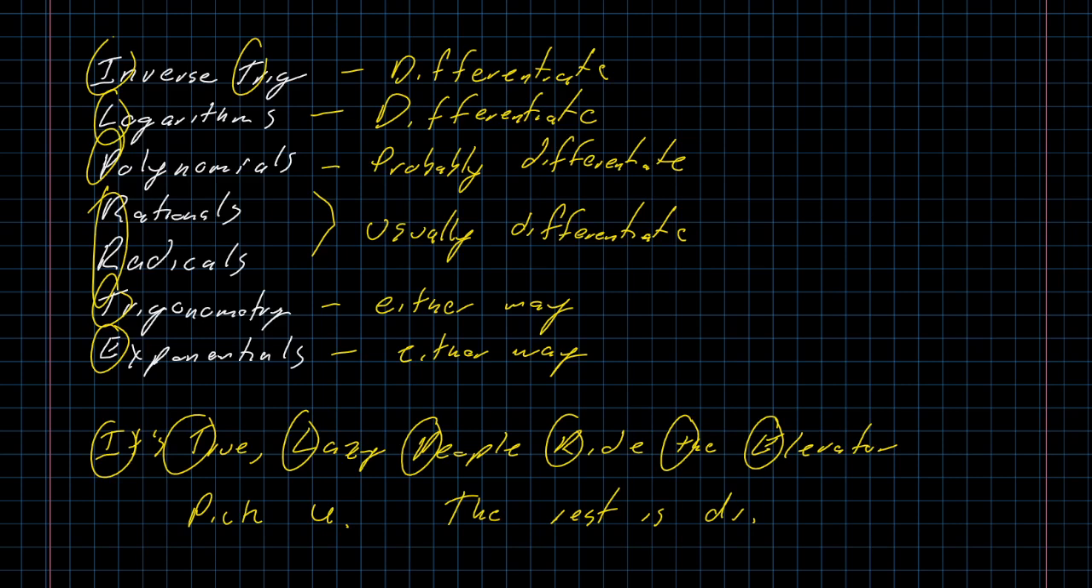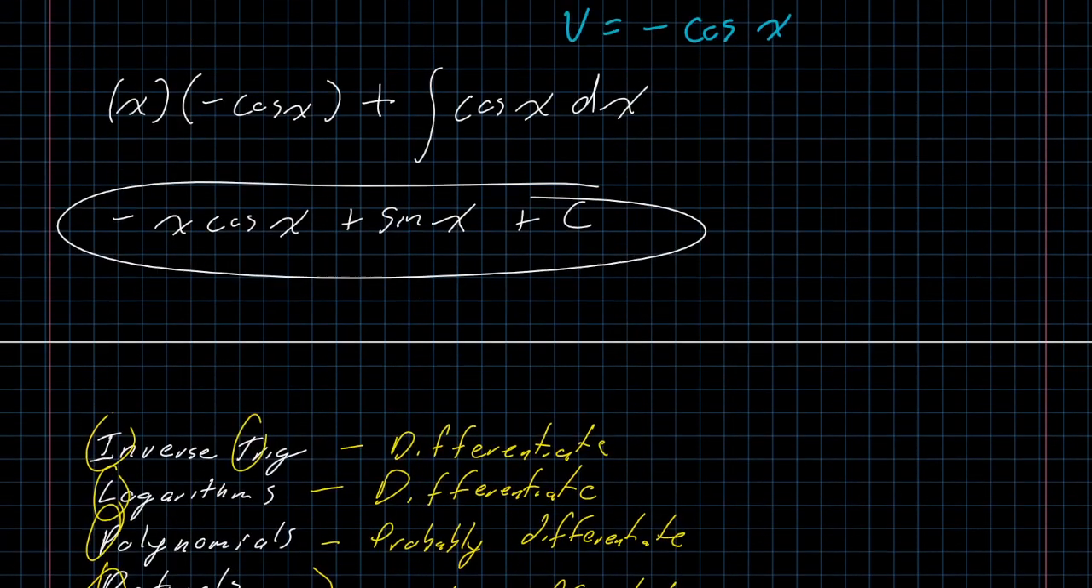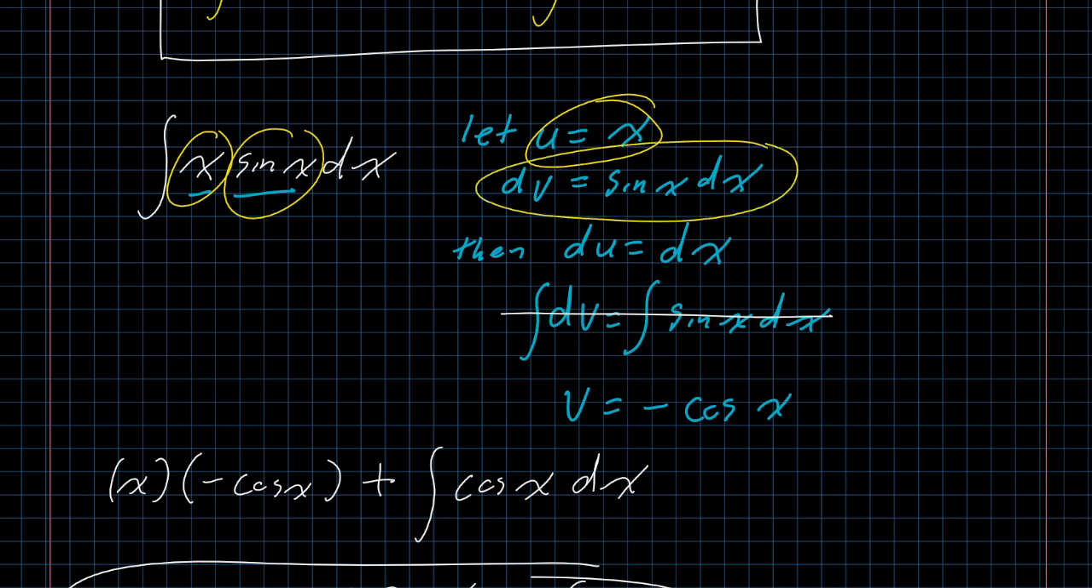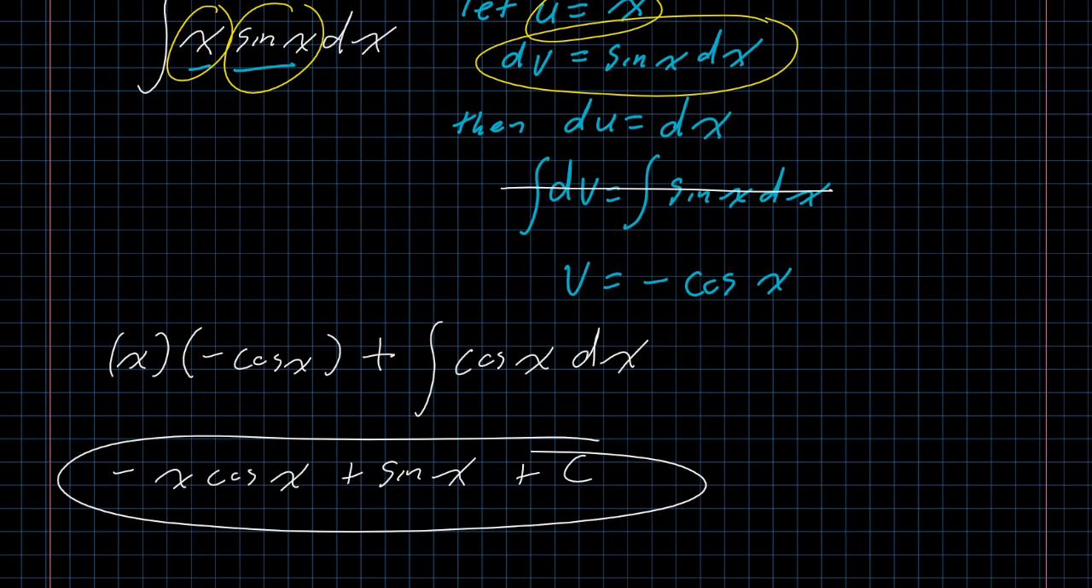If I scroll back up to that earlier example, I had a polynomial and trig. I chose the polynomial to be u, and then that left the rest of it, the trigonometry, to be dv. So that's how we can make those sorts of decisions.